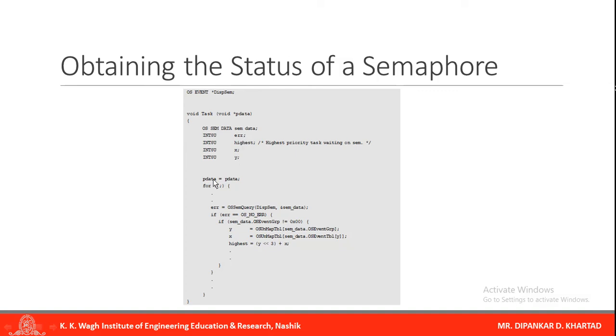Please have a look at the example. Again, the noted point is that the semaphore must be created before it is used. We have called the query function here, and we have passed these two arguments. Now this will return some error, which we have already seen. If the error is OS_ERR_NONE, we can compare with the other one, and we can define the task according to the OSSemQuery result.